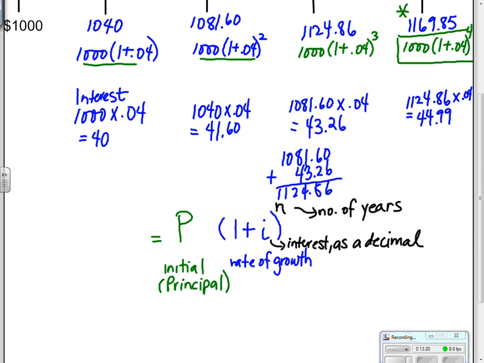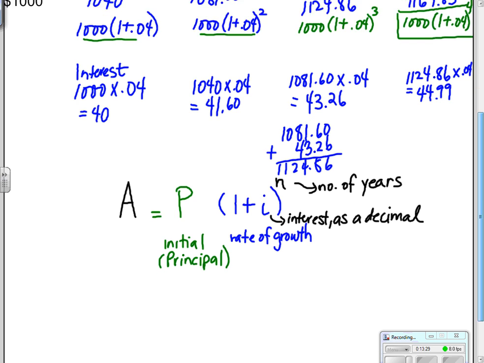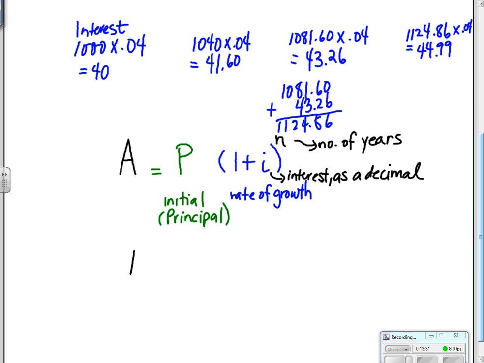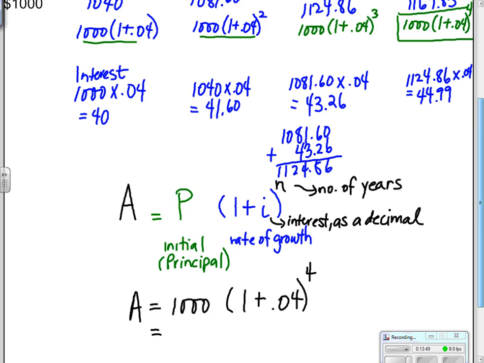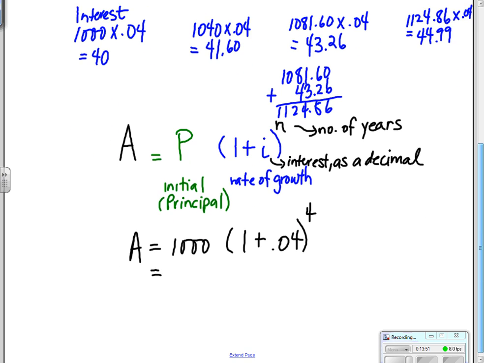So nothing new. We're just using letters that help us to remember what we're looking for. This would be A for amount of money. So for this one, for instance, we could use the amount is the principal times 1 plus the interest rate as a decimal, 0.04, to the power of n number of years, 4. And our final answer would be $1,169.85.